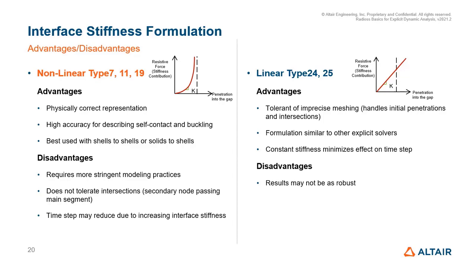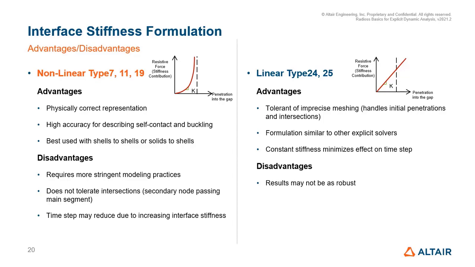So when I say it is a physically correct representation, it means your rate of change of penetration will cause the resistive forces, and the simulation will be closer to the real physical characteristics. Let's look at the advantages of linear stiffness contact, that is 24 and 25. The advantages are, this is tolerant of imprecise meshing.